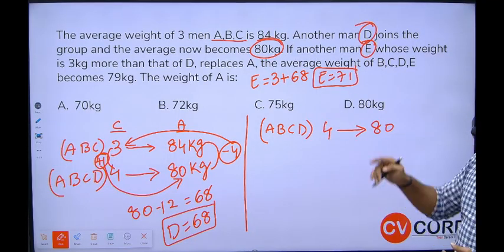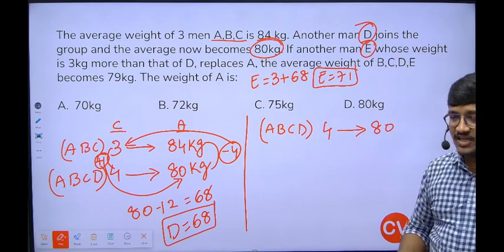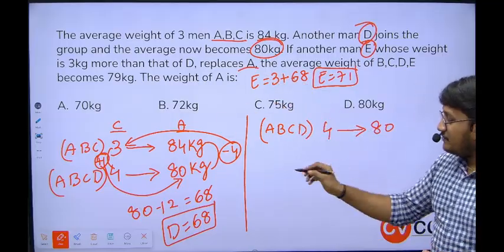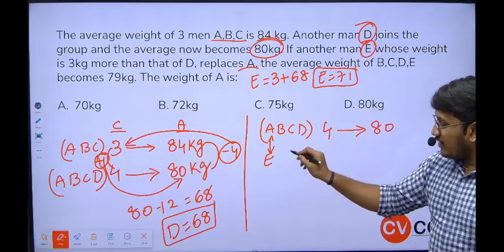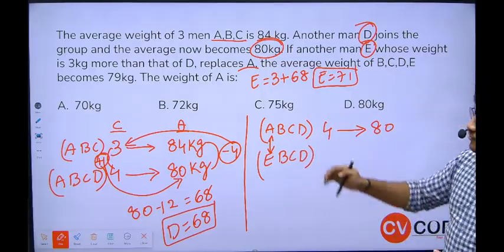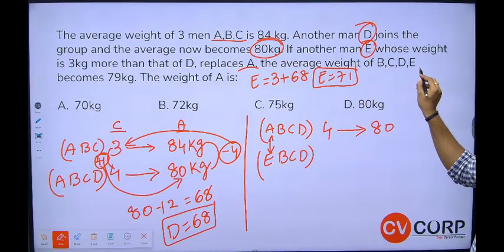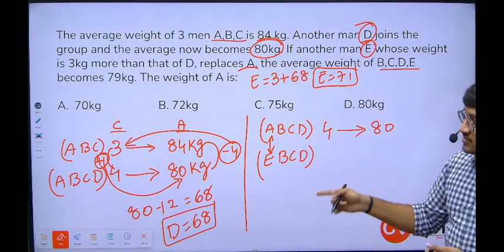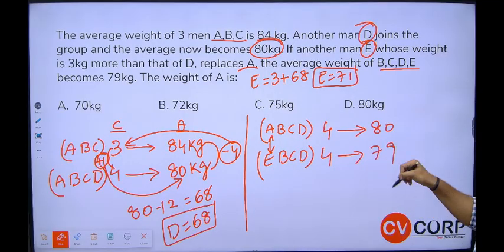Now they are talking about another man E, whose weight is 3 kgs more than D, replaces A. Who is replacing A? E. So E is replacing A, and the remaining 3 people are the same: E, B, C, D are left. If you want, you can check, when E replaces A, the average weight of B, C, D, E, these 4 members, becomes 79 kgs.